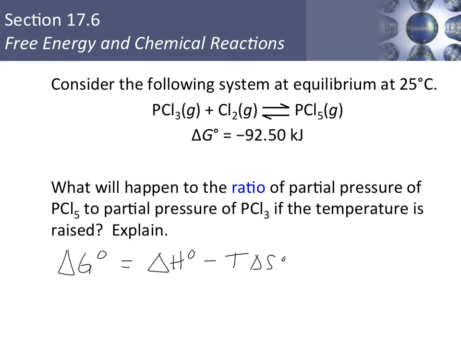Now let's consider this system at equilibrium at 25 degrees Celsius. That is the standard temperature that is required. We have our standard free energy change that's indicated here. It is negative, so this reaction is spontaneous. We would like to know what will happen to the ratio of the partial pressures of the phosphorus pentachloride to the partial pressure of the phosphorus trichloride if the temperature is raised. Let's think about the sign of our enthalpy change and entropy change first before we tackle that problem.